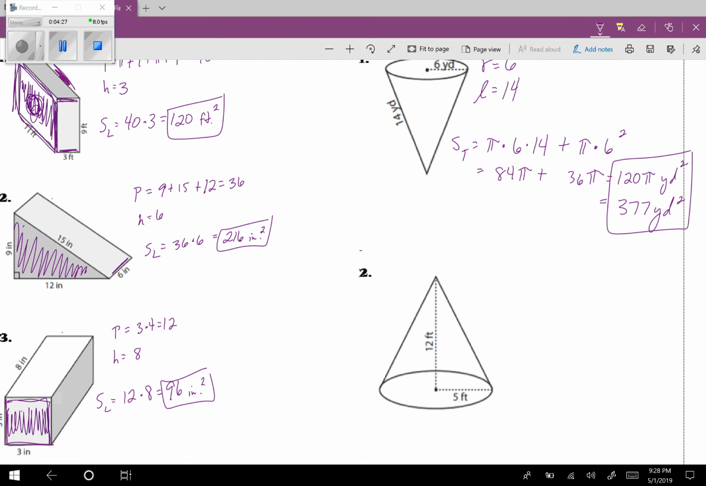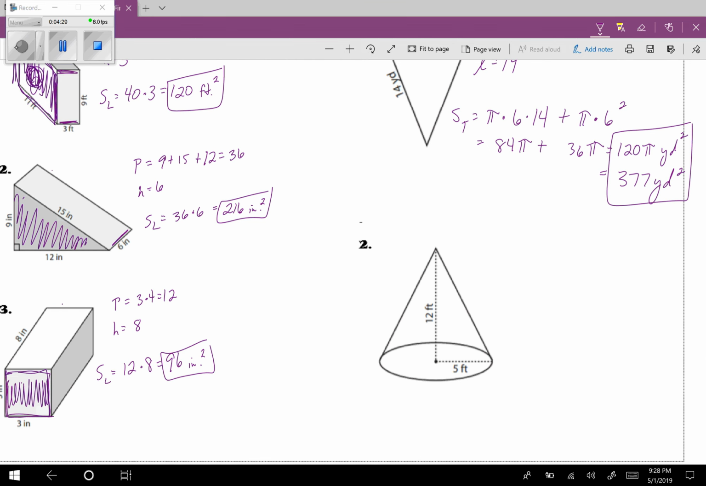Okay, now this one. The radius is 5. Our slant height, we don't know it, so we have to find that. We have to do our Pythagorean theorem again to find that slant height. So we're trying to find c. You're always trying to find c in these kinds of problems.